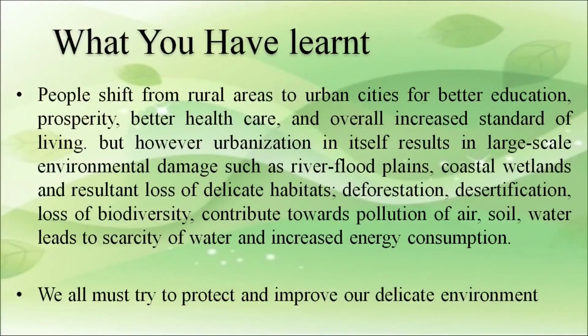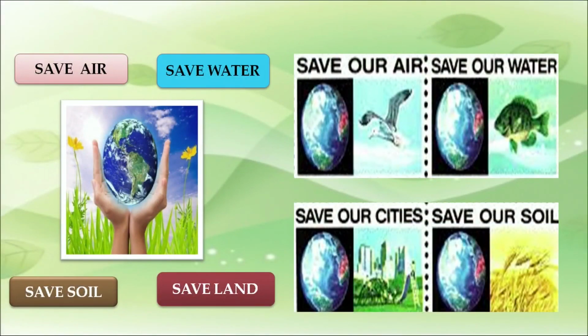People shift from rural areas to urban cities for better education, prosperity, better health care and overall increased standard of living. However, urbanization in itself results in large scale environmental damage such as to rivers, floodplains, coastal wetlands and resultant loss of delicate habitat. Deforestation, desertification and loss of biodiversity contribute towards pollution of air, soil and water, and lead to scarcity of water and increased energy consumption. We all must try to protect and improve our delicate environment. So, save water, save air, save soil and save land for our future generation.